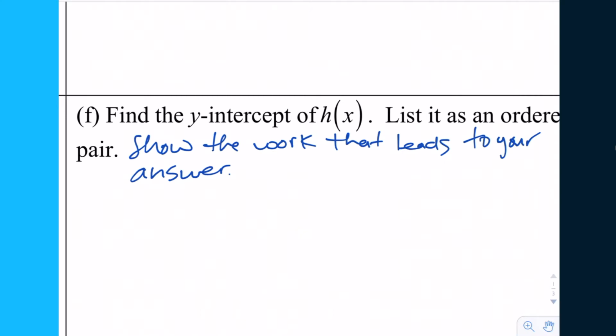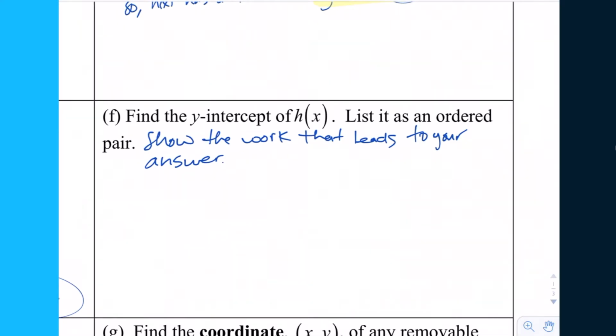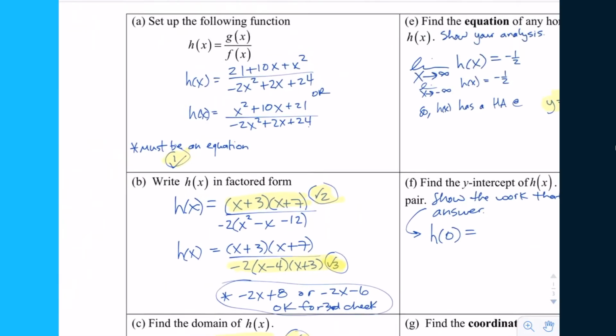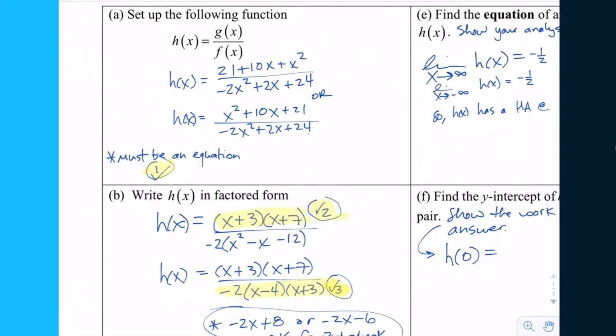Okay, but in this case, I didn't say it. So how would you show the work that leads to your answer? How do you find y-intercepts of any function? You set x equal to 0. Now, because it's a function, the easiest way to do that is to put h of 0. And that would be all you need to show. That would be the work that leads to your answer. Now, for h equaling 0 or x equaling 0 into h, again, it's probably easier to come up here to the expanded version because everything that has an x in it is going to become 0. So you get 21/24.